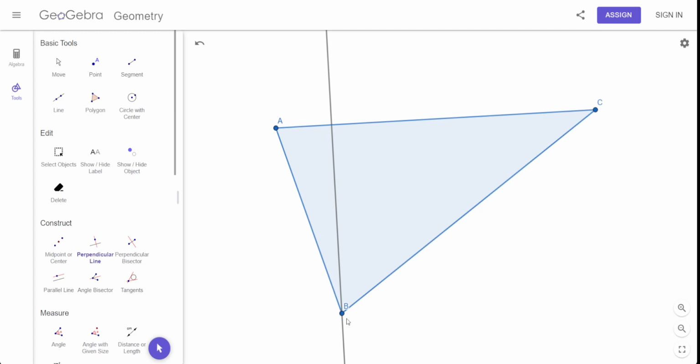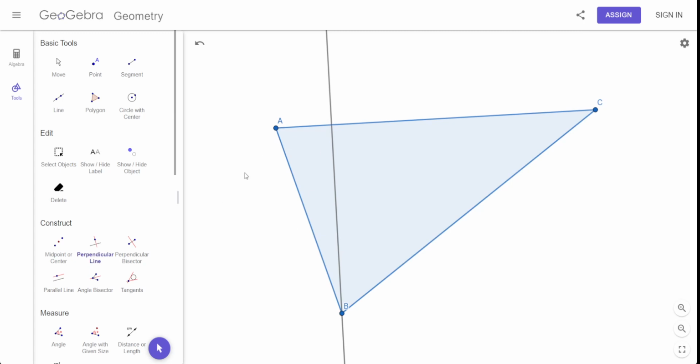Why is it an altitude? Because it starts at one of the vertices. I should say that. Okay. It starts at a vertex and it goes perpendicular to the opposite side. Does that make sense? So what is it? It's an altitude. All right.